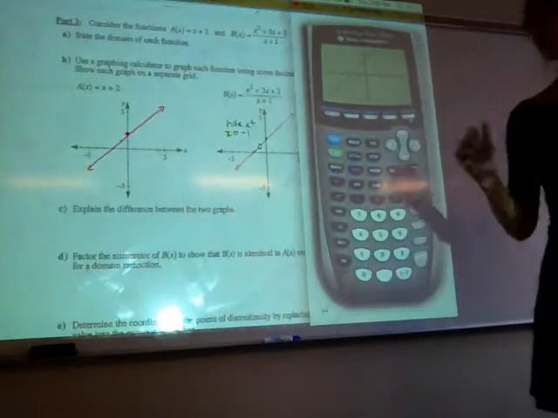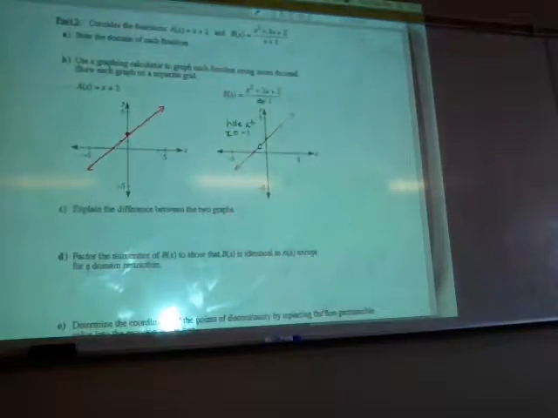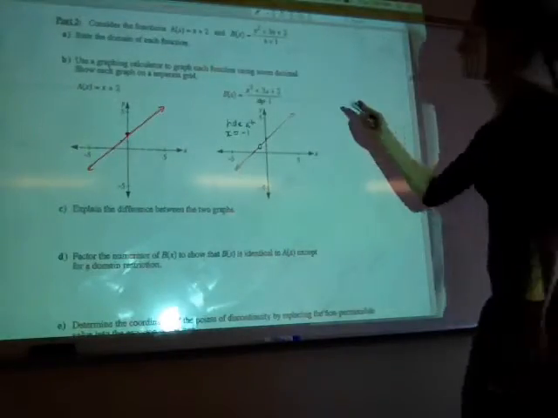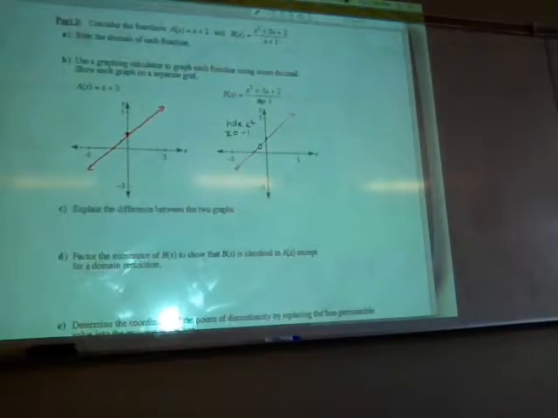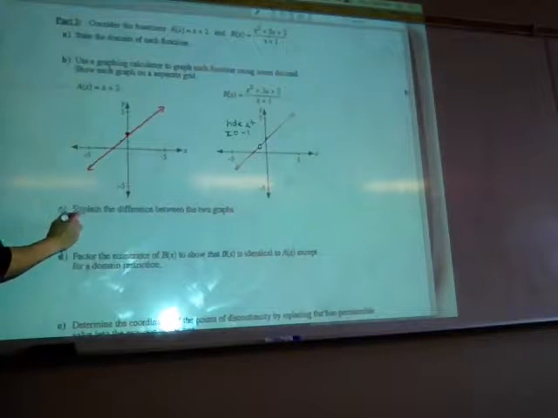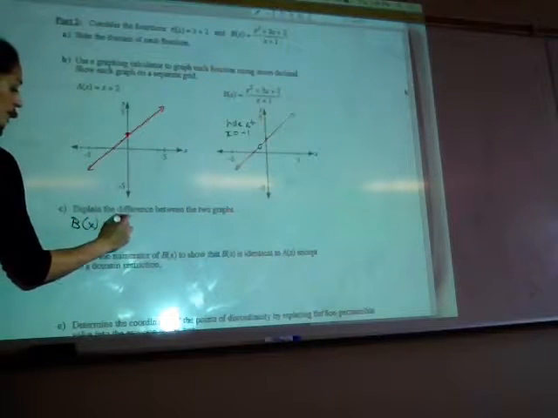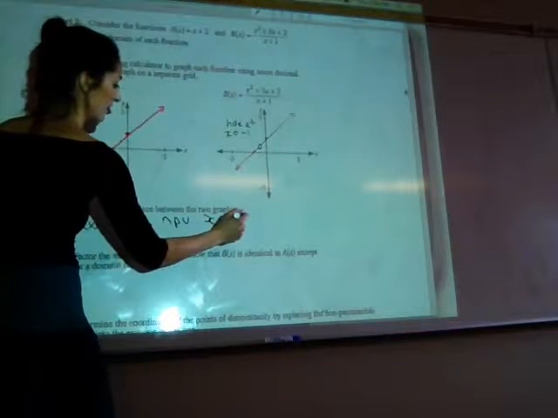So what's the difference between graph A and graph B? Yeah, one is a hole, one doesn't. How about the functions? Look at the equation. One has a restriction, one doesn't. Okay, so graph B of x has a restriction: x cannot equal -1.